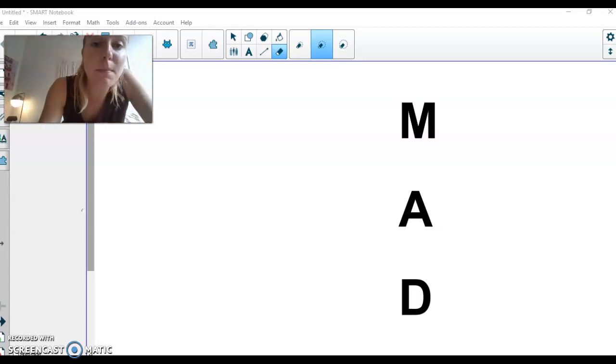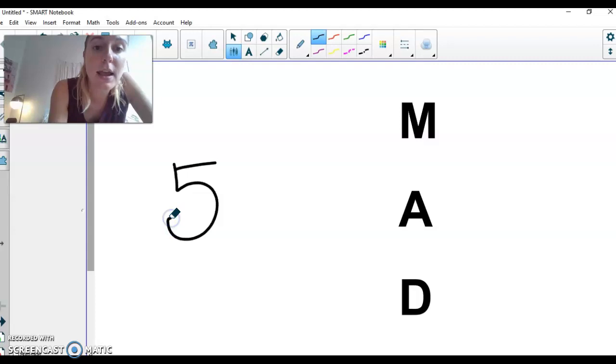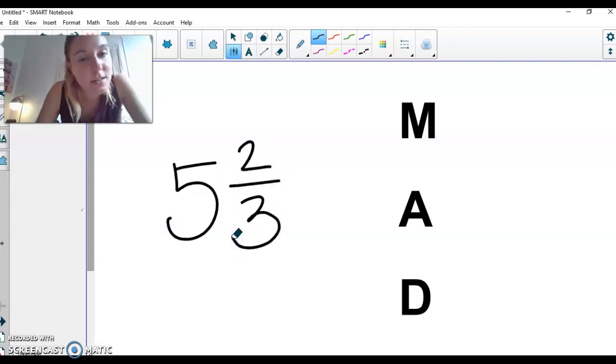Okay, so a mixed number is a type of fraction that has a whole number and a fraction, okay? It's a mixed number, right? Because we have two different pieces here, a mix of pieces, a whole number and a fraction.